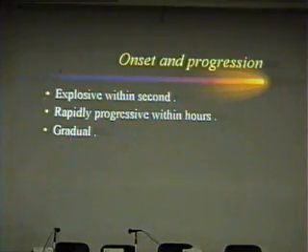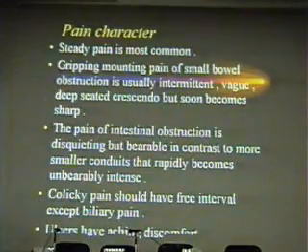There are many types of onset and progression of pain regarding visceral pain. It may be explosive, within seconds, and this occurs in torsions. If we have something like torsion of the testis or torsion of the ovary, the pain occurs in seconds. It may be rapidly progressive within an hour, as in acute appendicitis and acute cholecystitis. And it may be gradual, as in mesenteric vascular thrombosis, where the pain starts gradually due to progression of the thrombus.